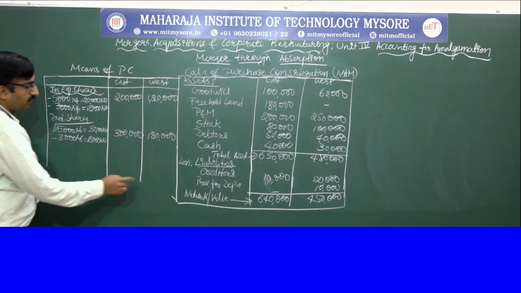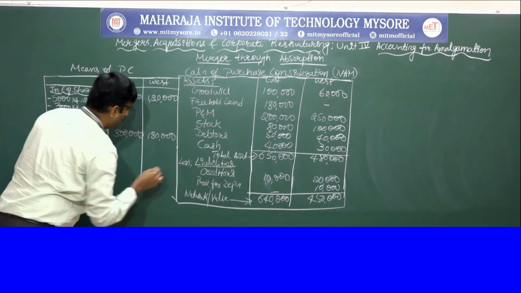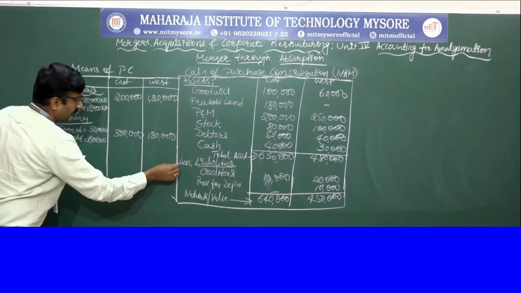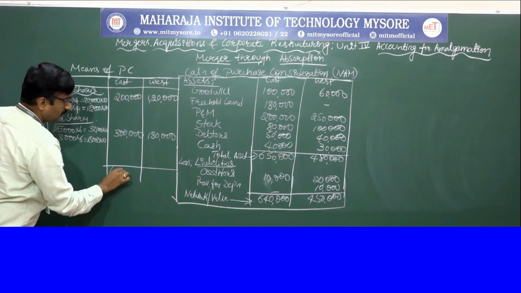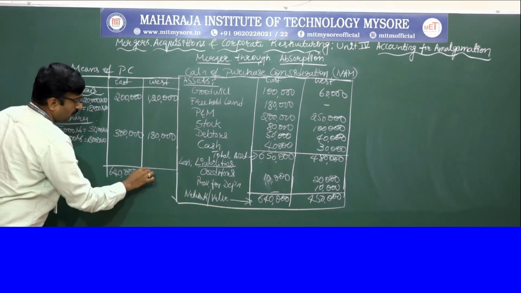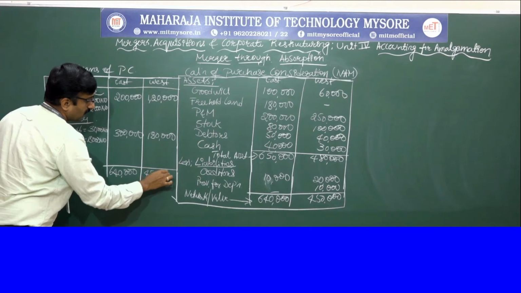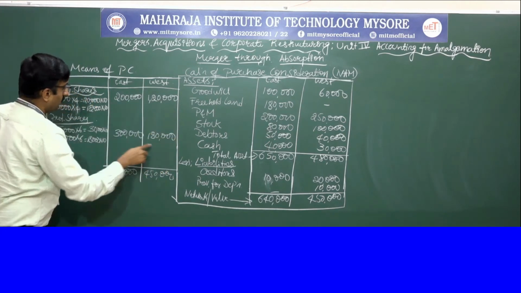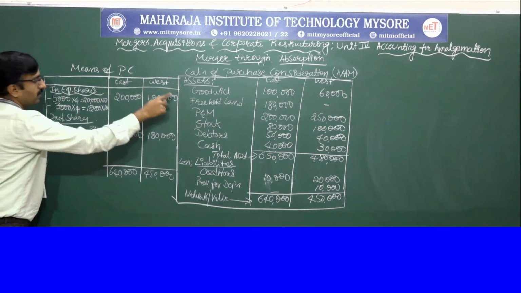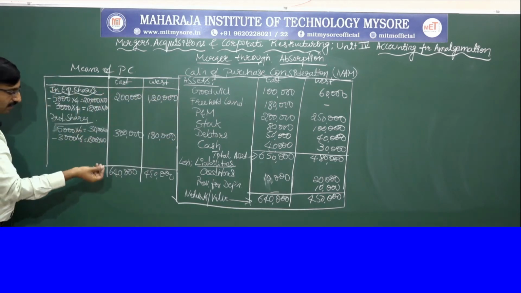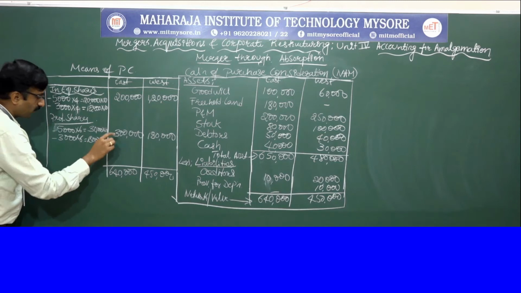So out of 6,40,000 and 4,50,000, I will take it here, 6,40,000 and 4,50,000. So this is in terms of share. This payment is in terms of share. The remaining balancing figures are in terms of cash.